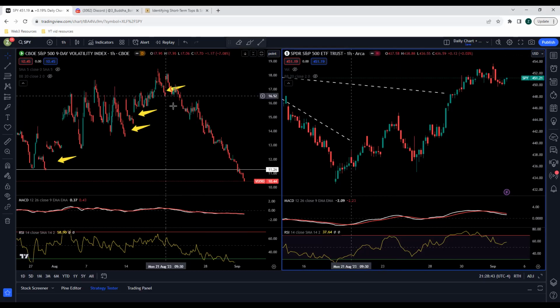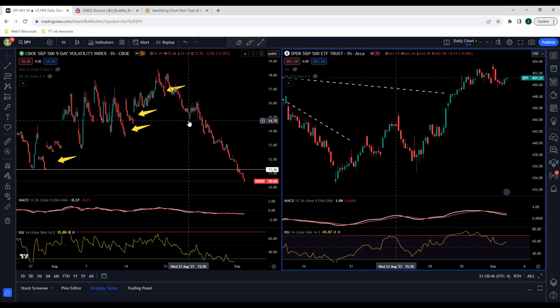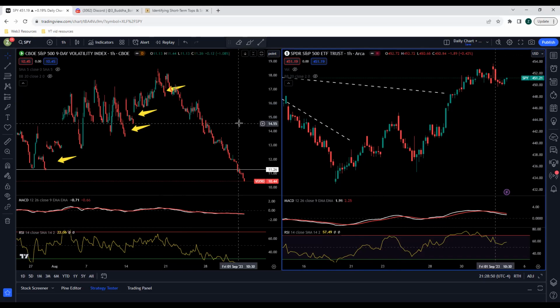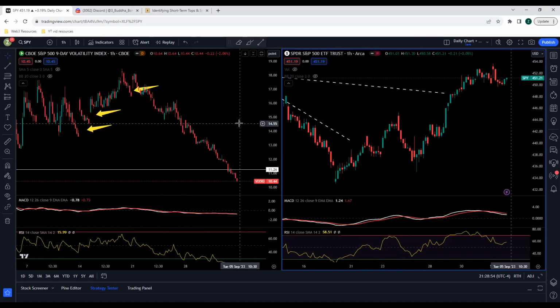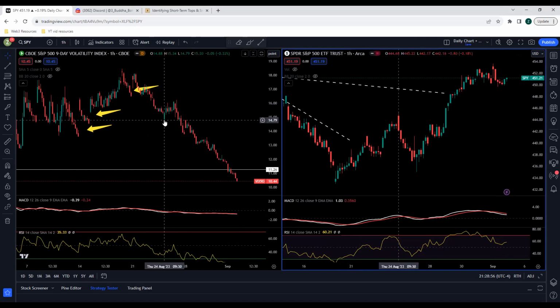And the big thing is once you see this start to make new lows, that's kind of an inference that, all right, the market is now about to make new highs. It's kind of how I look at this. And on a day-to-day basis, you'll be able to track the movement. You'll be able to see when volatility is picking up.